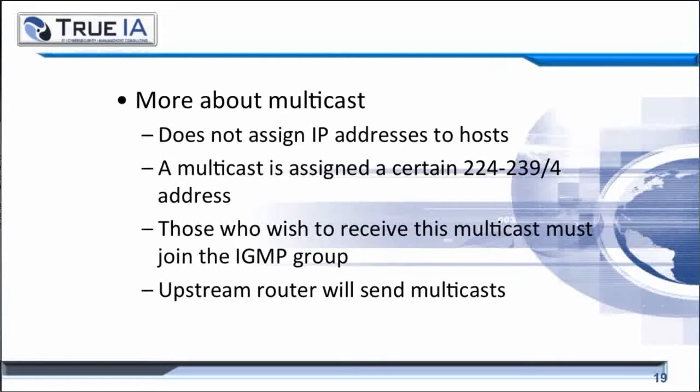Bear in mind, when using multicasting, it's not going to assign an IP address to a host. For any host that wishes to receive a multicast packet, it must join the IGMP group. The upstream router will send the multicast to all computers in the group.